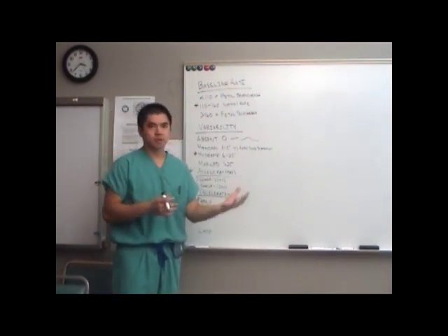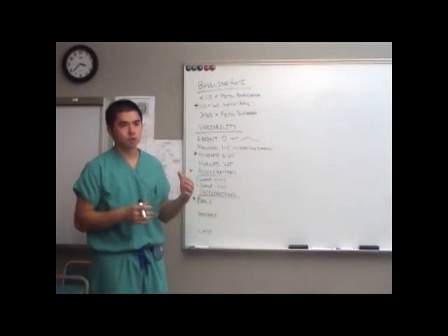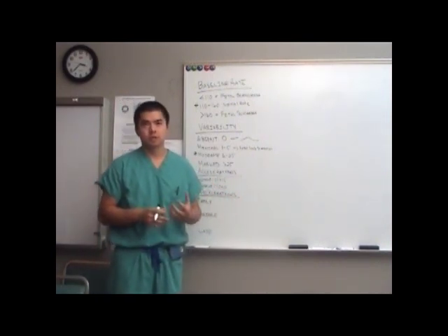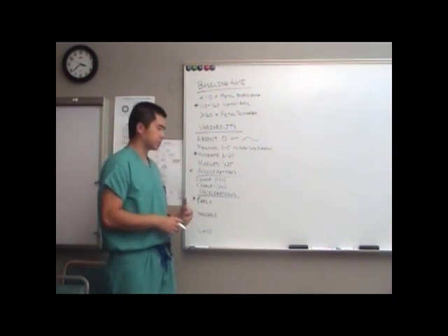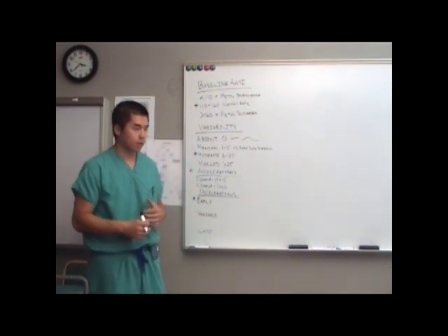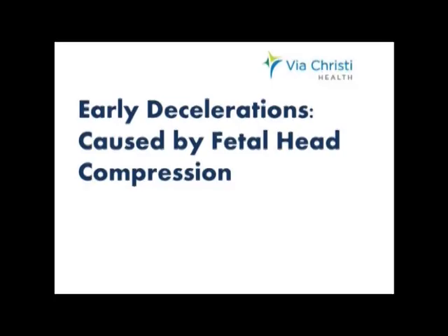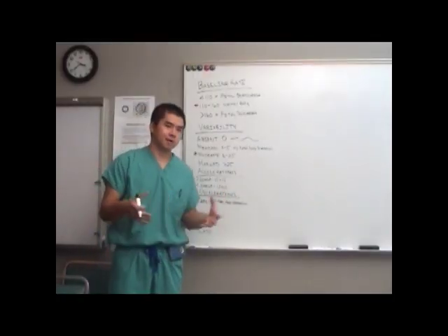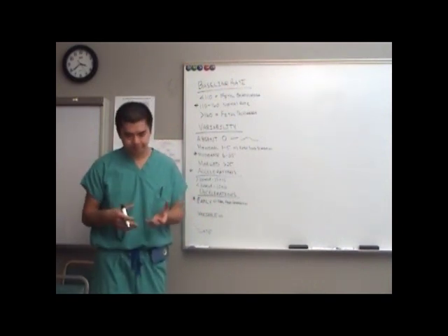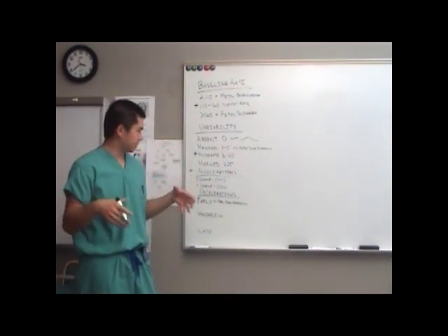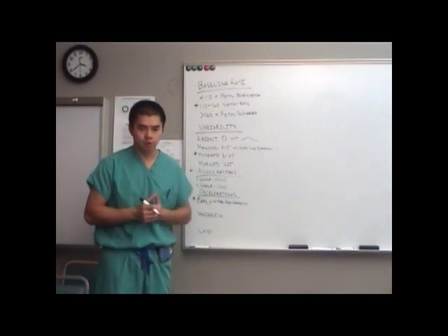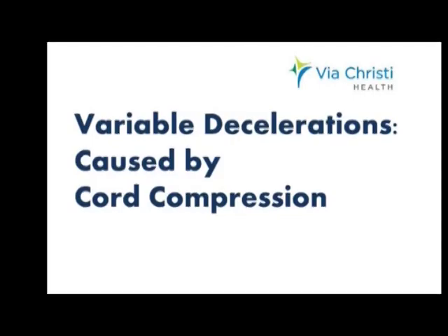So if you think about what causes them, you can more accurately troubleshoot through your conservative measures to target specifically what's causing the decelerations, and it'll make sense physiologically so that you'll be able to remember these interventions a little bit better. Early decelerations are caused by fetal head compression, okay? And most typically is between dilation between 4 and 7. And so it's just as the baby descends, the head gets compressed and you get early decelerations. Variable decelerations are caused by cord compression.